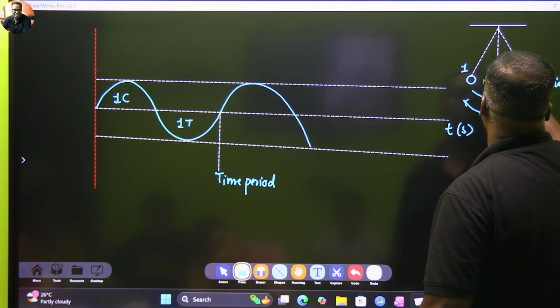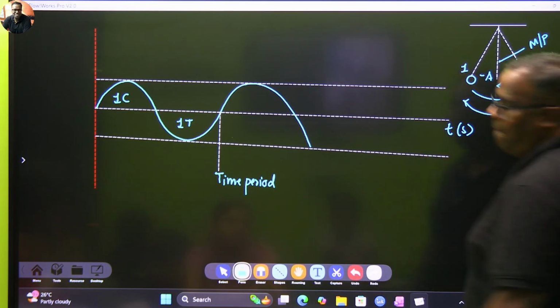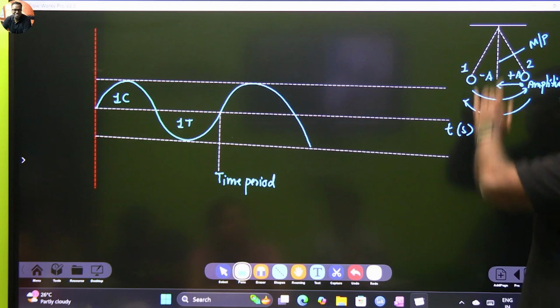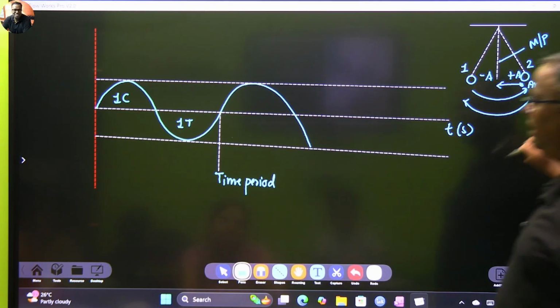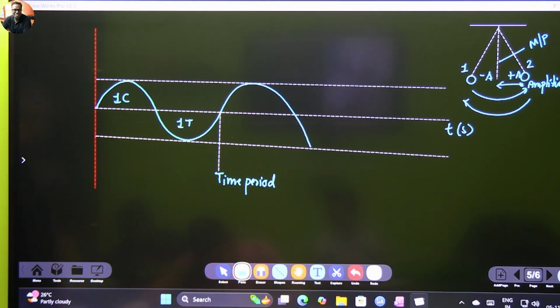Depends on you. If you take this as plus A, then this one will be minus A. And this is your mean position. Clear? In later classes we see linear amplitude, angular amplitude, वो सब higher classes में आएगा. इतना समझ में आया? ये टाइम करने में आपको जितना लगा उसको हम क्या कहते हैं? टाइम पीरियड. समझ में आया?